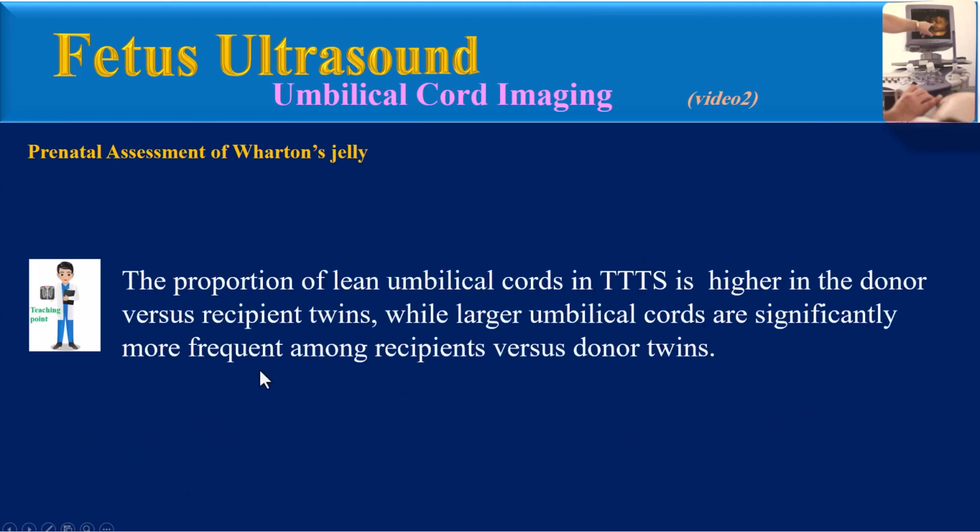The proportion of lean umbilical cords in twin-twin transfusion syndrome is higher in the donor versus recipient twins, while larger umbilical cords are significantly more frequent among recipients versus donor twins.